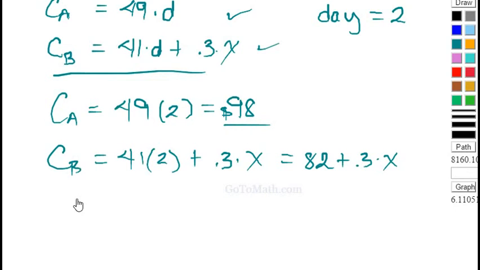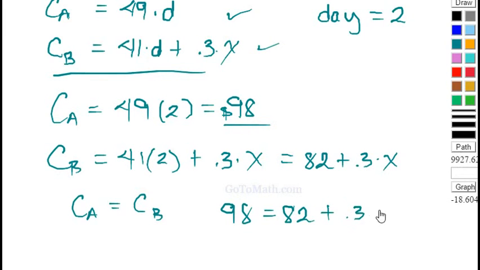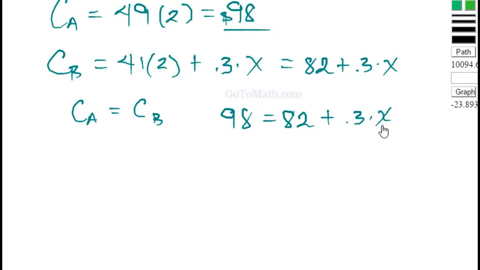So what we're going to do here is we're going to take company A and set that equal to company B. So this is going to be the break-even point here, and set both these equations equal to each other, and so we end up with 98 is equal to 82 plus 0.3 times the number of miles. Okay, and then we just go ahead and solve for x in this problem. So I'm just going to kind of write it over here. So we have 98 minus 82 is equal to 0.3x.